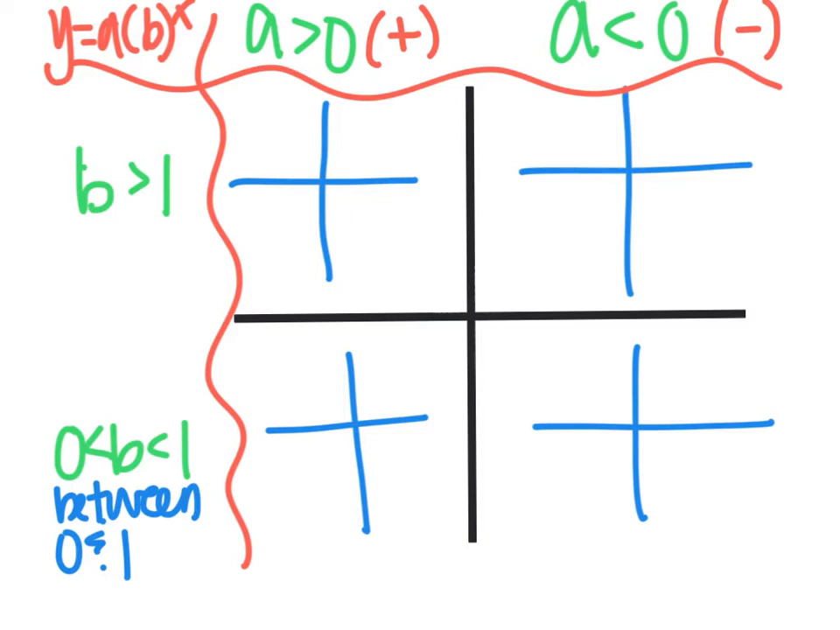So if b is greater than 1, it's an increasing function, which means it's getting bigger. So it's going to go up like this. And if b is between 0 and 1, that means that it is a decreasing function, so it's going to go down.